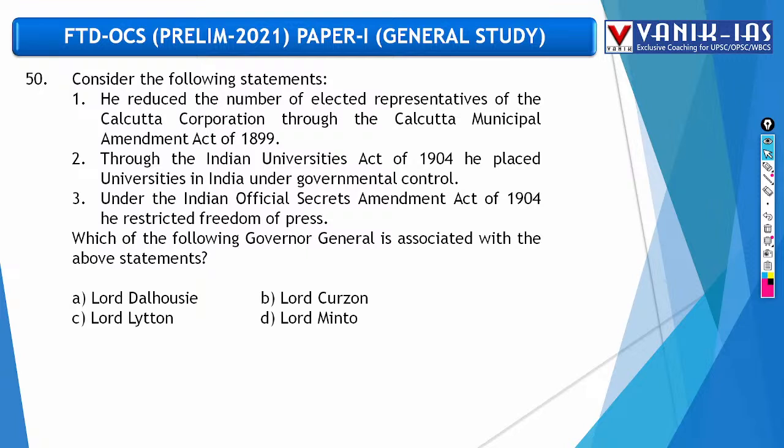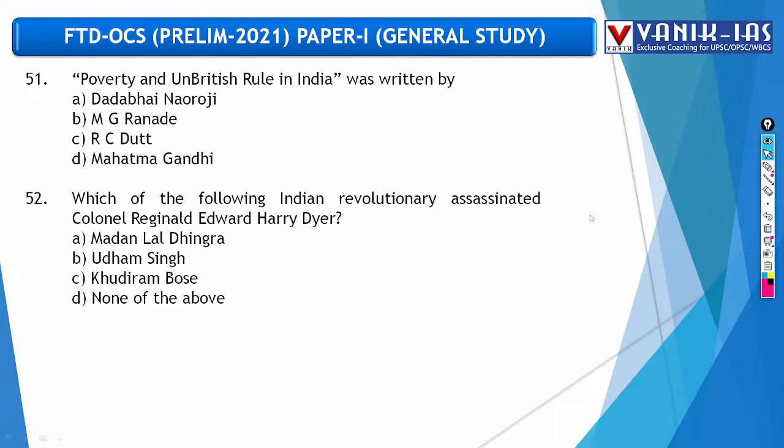Okay. So we'll resume our discussion. Next question. Poverty and Un-British Rule in India was written by Dadabhai Naoroji, or M.G. Ranade, or R.C. Dutt, or Mahatma Gandhi. Poverty and Un-British Rule in India is written by Dadabhai Naoroji, the Grand Old Man of India. He has also given the theory of drain of wealth. Right. The drain of wealth theory was given by Dadabhai Naoroji.